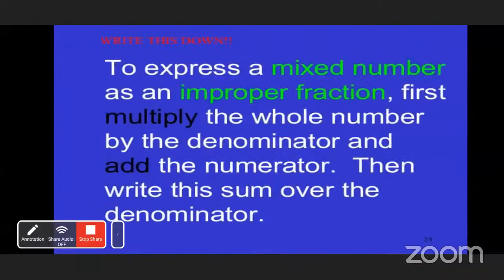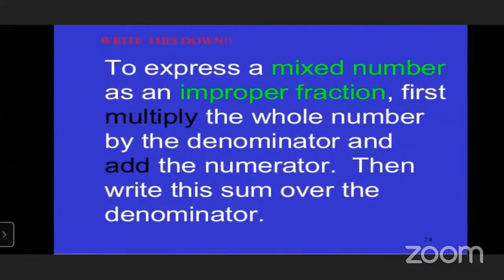Okay, see here, this is the point to note down. To express a mixed number as an improper fraction, first multiply the whole number by the denominator and add the numerator. Okay, then write this sum over the denominator. So if we want to write a mixed number as an improper fraction, then we have to multiply the whole number by the denominator and then add the numerator, and write the sum of the product of denominator and whole number and the numerator in the numerator part.